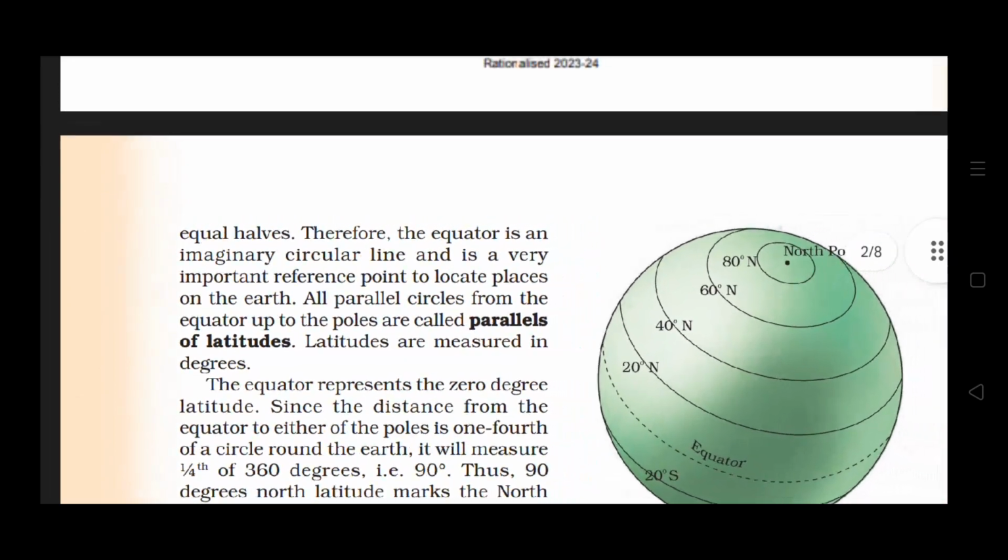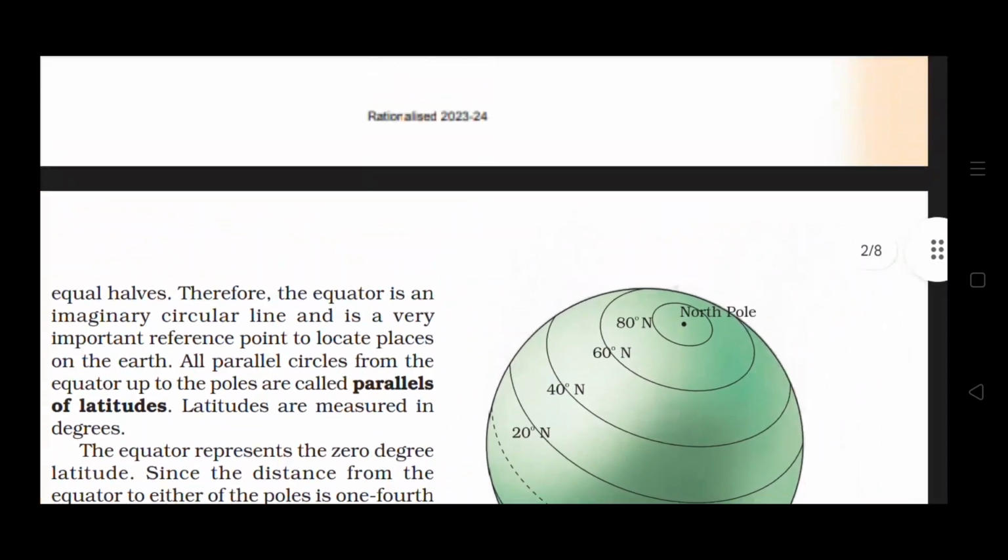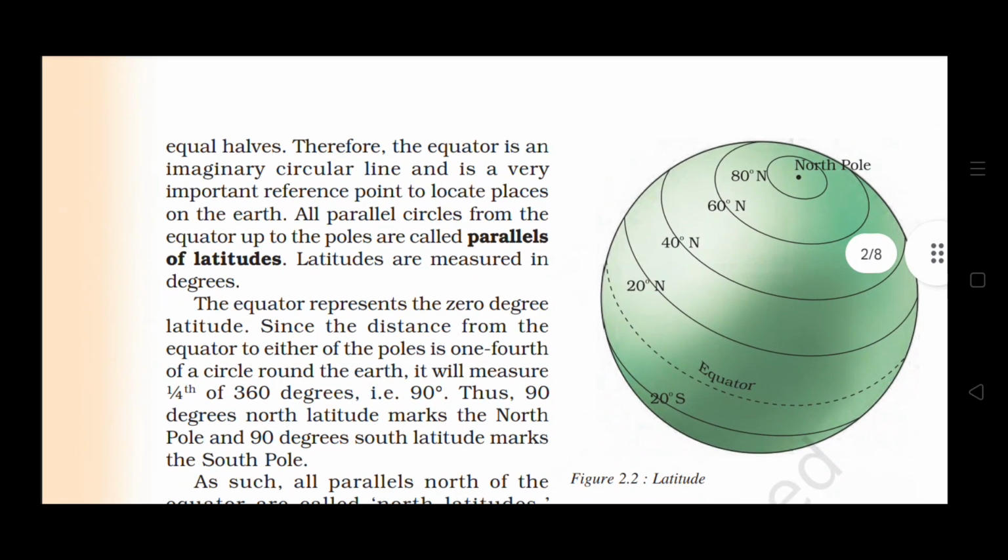As you know, the equator divides the earth into two equal parts, which is why it is such an important line. All parallel circles from the equator up to the poles are parallels of latitude. That means all the lines above or below the equator run parallel, circling the earth. They are called parallels of latitude because they are parallel to one another.